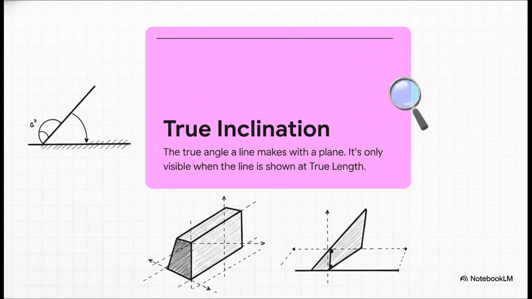And that leads us right to the next key idea, true inclination. It's the same principle. You can only see the real angle a line makes with a floor or a wall if you're looking at that line in its true length. If the line looks foreshortened, the angle you see is distorted too. Getting true length and true inclination right is basically the whole ballgame in engineering.